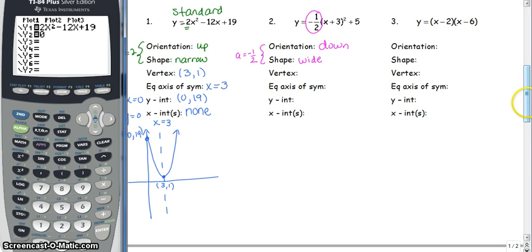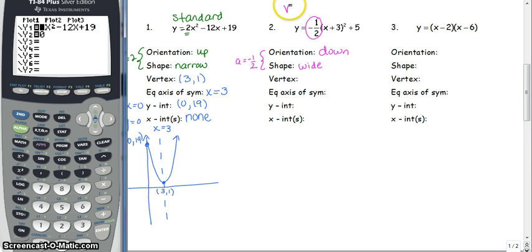Now what's different about this equation is that this one is in vertex form. Since it's in vertex form, I can tell my vertex just from looking at the equation. I don't have to worry about that min-max. So my x coordinate is a negative 3, my y coordinate is a positive 5. Opposite of what you see inside, exactly what you see on the outside.